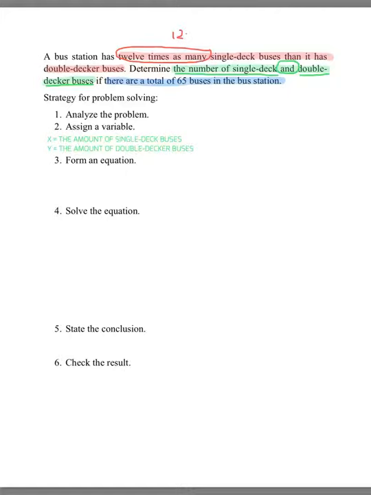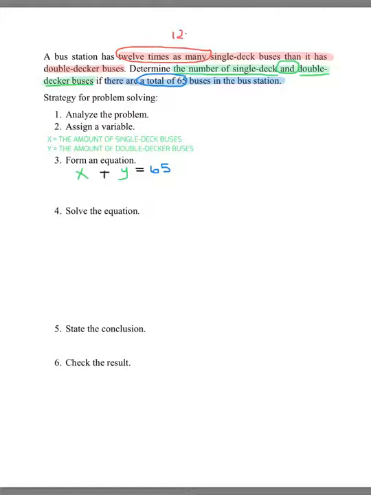And we also know that we have a total of 65 buses. So a total of 65 buses, we could actually work with that one first. Well, we know that there's an x amount of single-deck buses, and there's a y amount of double-decker buses. So we add these together. That's going to give us the total number of buses, which should be equal to 65. So that's going to be our first equation.